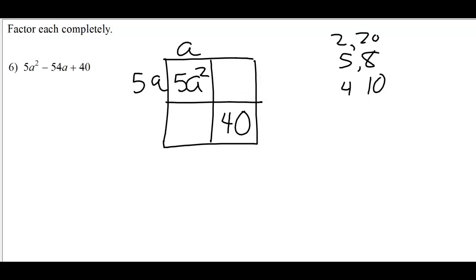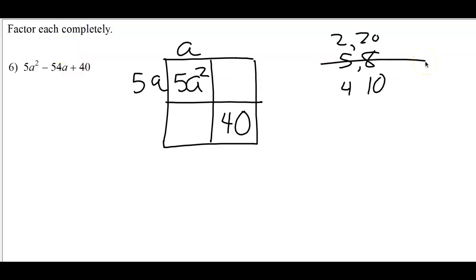We could try switching those, and we could put the 8 up here and the 5 here. So 5 times 8 is 40, and 5 times a is 5a. Does that work? Nope. Once again, that doesn't work either. We don't get negative 54 that way. So that means 5 and 8 just don't work. So we need to try something else.